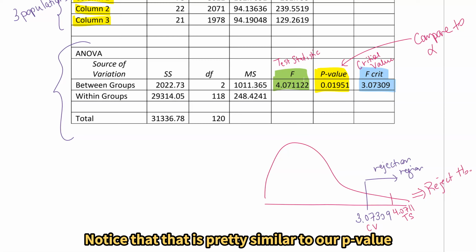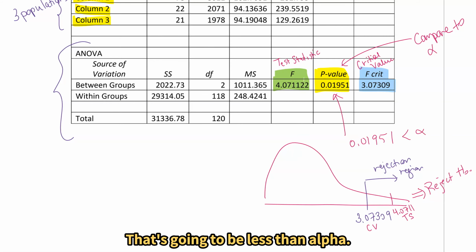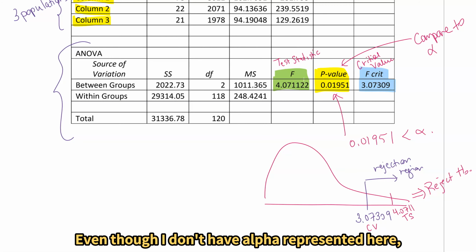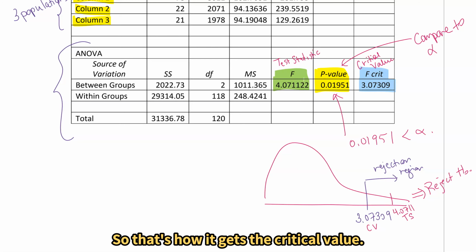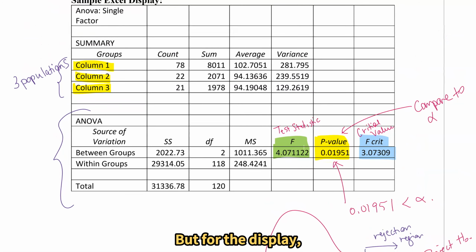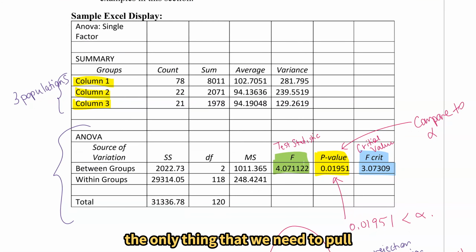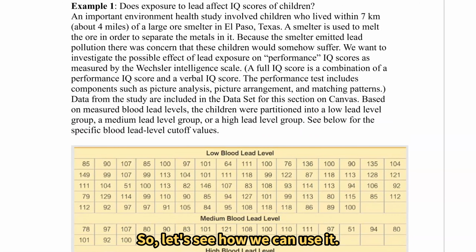Notice that that is pretty similar to our p-value up here being 0.01951. That's going to be less than alpha. And even though I don't have alpha represented here, alpha is what you have to input in Excel or Google, so that's how it gets the critical value. I'm pretty sure this alpha is 0.05. But for the display, the p-value is really the only thing that we need to pull from all of this information. So let's see how we can use it.